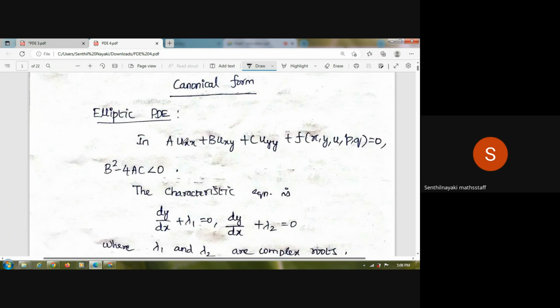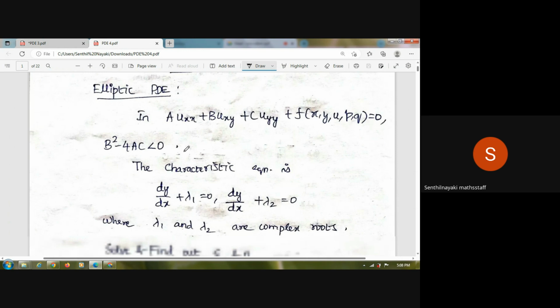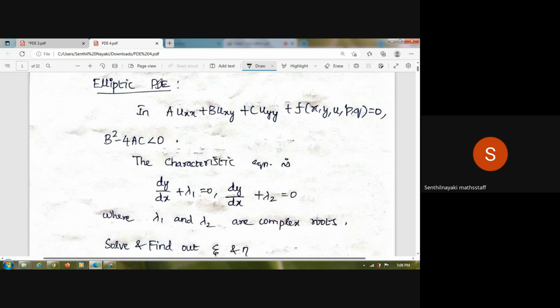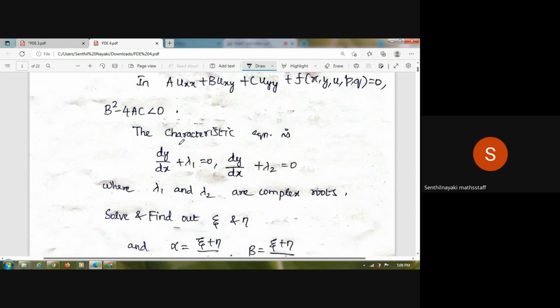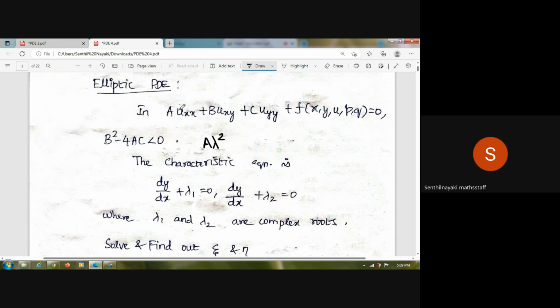So if a second order PDE, the general form is A u_xx + B u_xy + C u_yy + F(x, y, u, p, q) = 0. If b² − 4ac is less than 0, we can say that the given PDE is elliptic. And then the characteristic equation can be written, as we already discussed, as aλ² + bλ + c = 0, where the a value is the same.